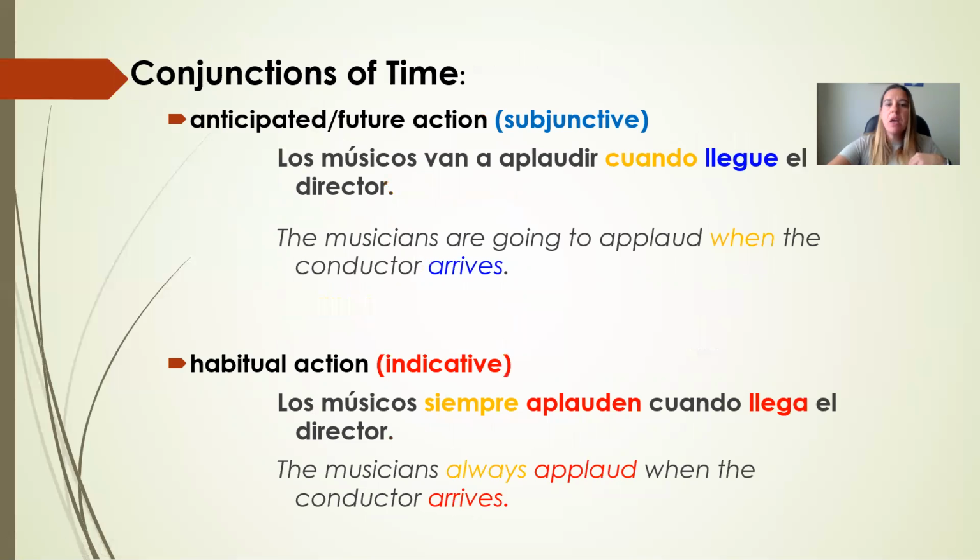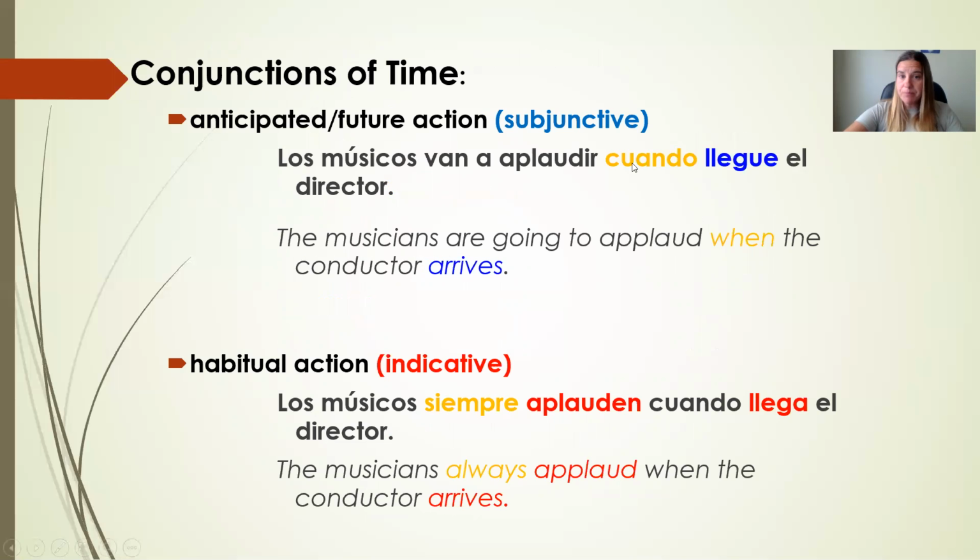Here's some examples. So, los músicos van a aplaudir cuando llegue el director. That's a future action. It has not yet happened yet, so we're going to use the subjunctive. The musicians are going to applaud when the conductor arrives. He hasn't arrived yet.